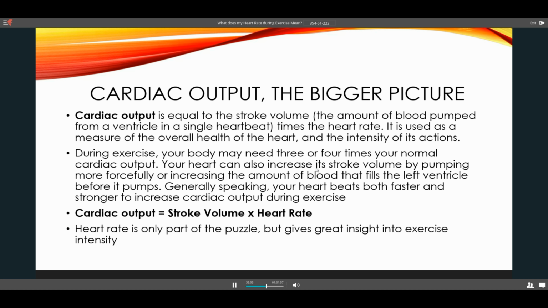So your heart can do one of two things. It can increase the heart rate, or it can increase the stroke volume, which is the amount pumped. And so generally speaking, anytime we start to exercise, we're going to see an increase in both. We're going to see an increase in heart rate and in stroke volume as well. So if you look at the equation down below, we've got cardiac output. It just equals stroke volume times heart rate. So heart rate is only a part of the puzzle, but in our case, it's the one that gives us the greatest insight, and it's the one that's the most easily attainable and easily measurable.